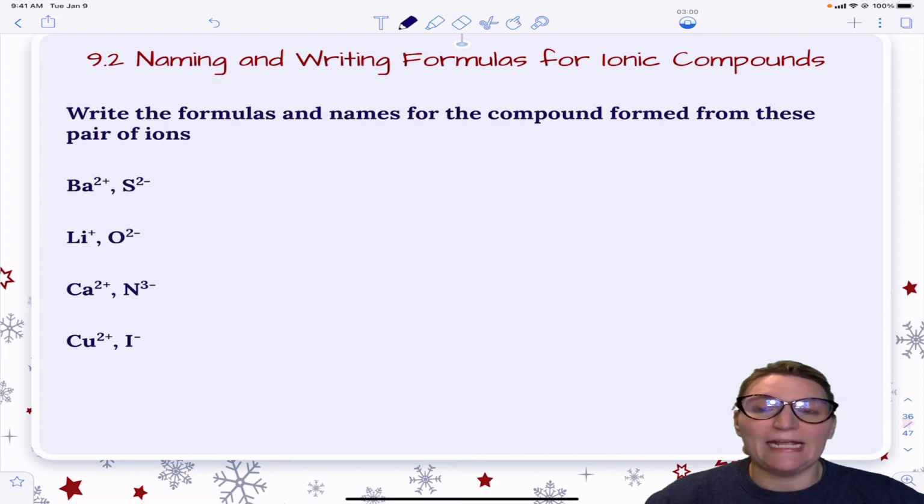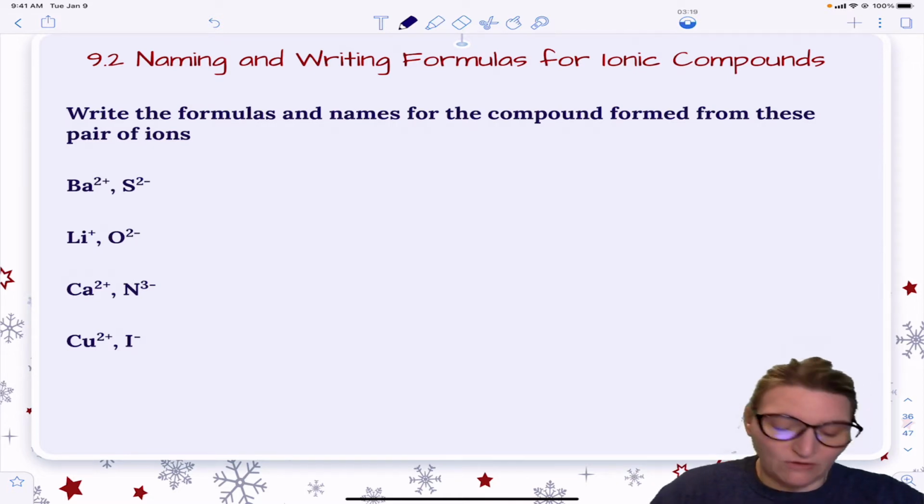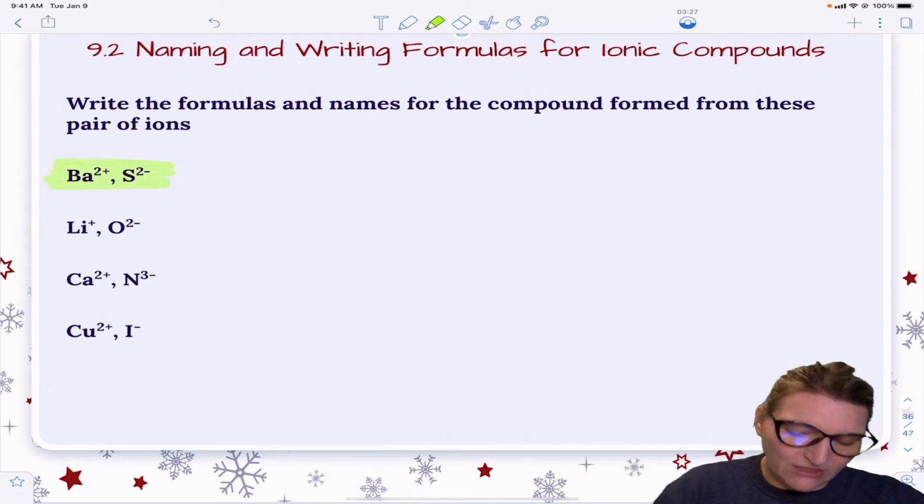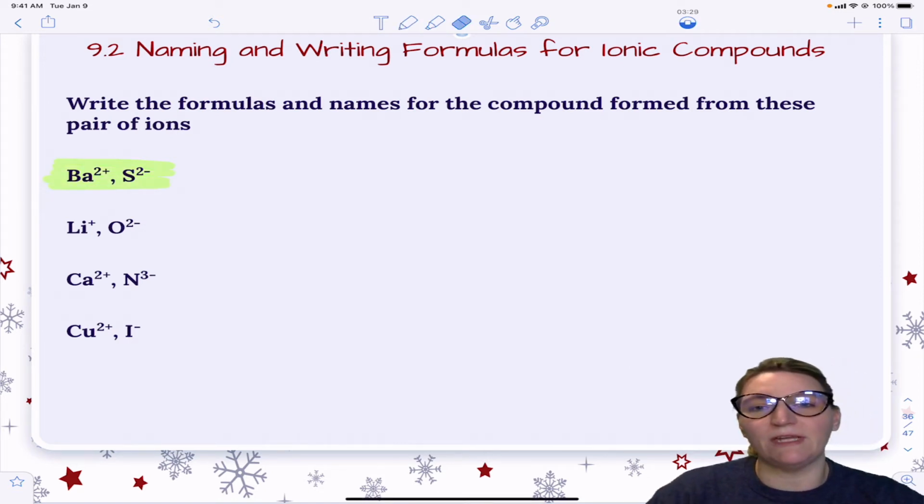What you're really doing is figuring out how many of each ion you need in order to make a neutral compound. And a real quick way to do that is to crisscross the charges and take the charge of one, and that becomes the subscript on the other. The time that you actually don't need to do that is what we see in this very first one. This very first one is a little bit different, and the reason is that they both have the same charge.